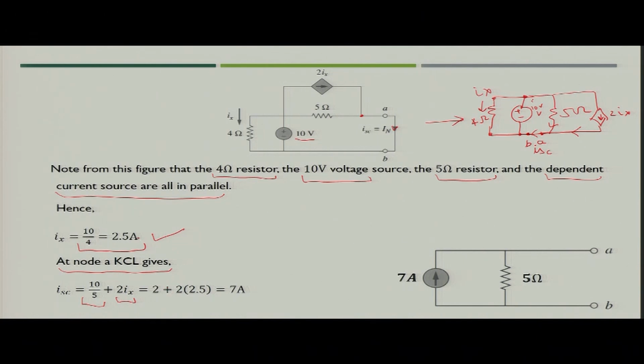So, if you put the value of Ix which you just calculated, you get the value of Isc is nothing but 7 ampere.